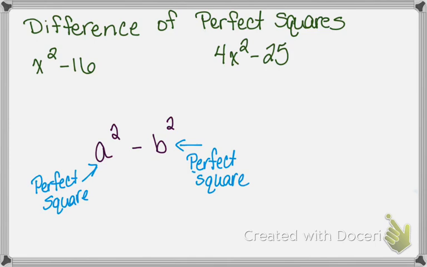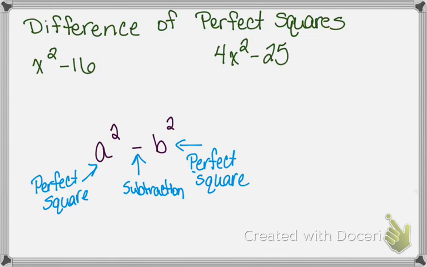The other thing that must happen is this must be subtraction. All three of those things must occur. All of that has to be true. The first term has to be a perfect square. The second term has to be a perfect square, and they must be combined by subtraction. Must be.